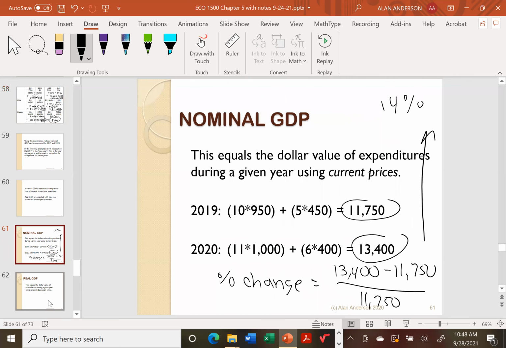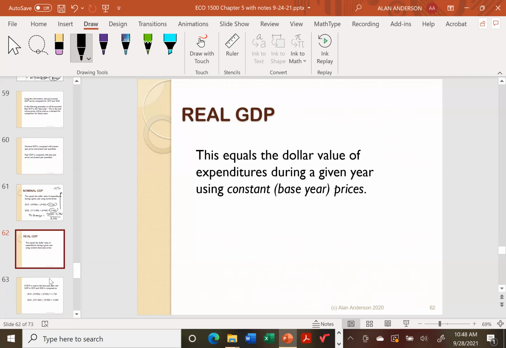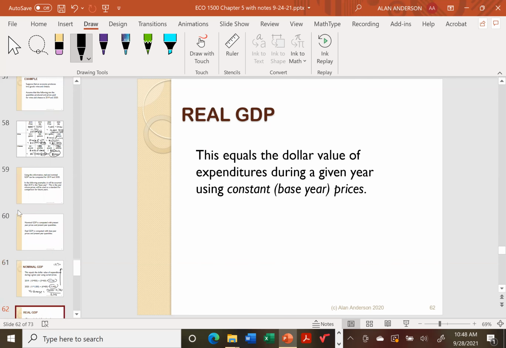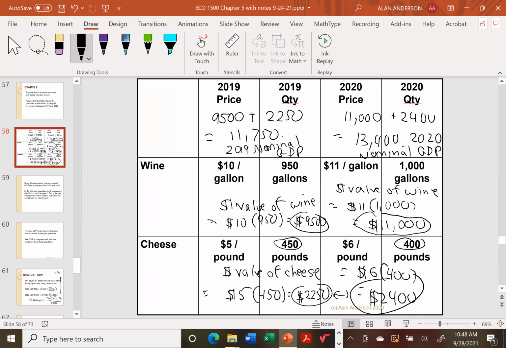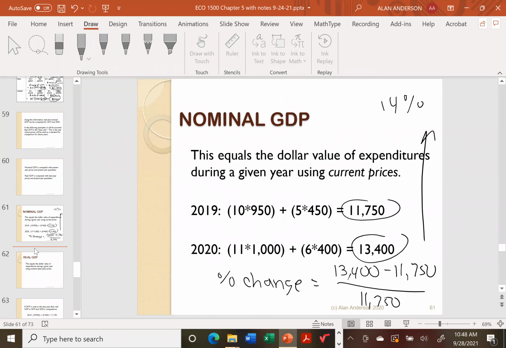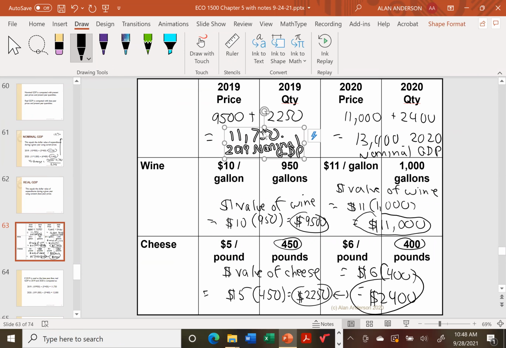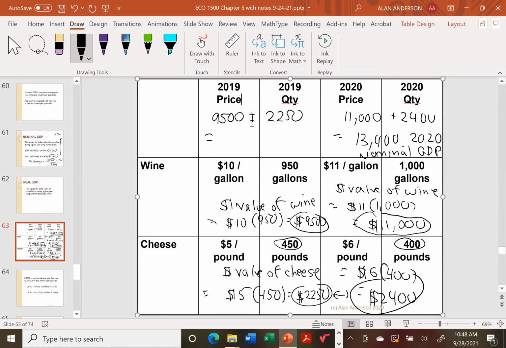Now, as far as real goes, we're going to do one thing that's different. A very important difference is that we're still using the current quantities, but we're only going to use base year prices. Okay, now let's see. Hold on one second. Let me make another copy of this table. And let me just erase all this writing so we can start again.